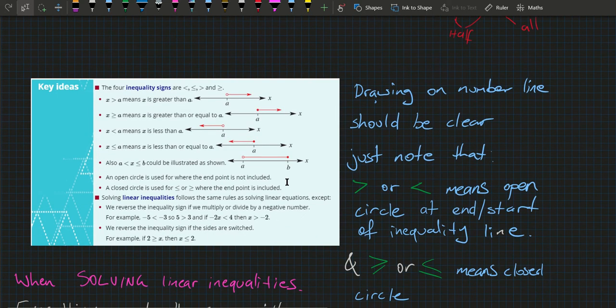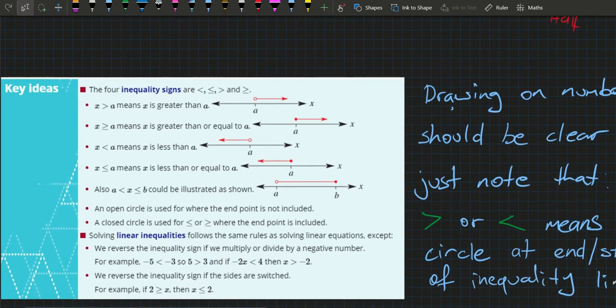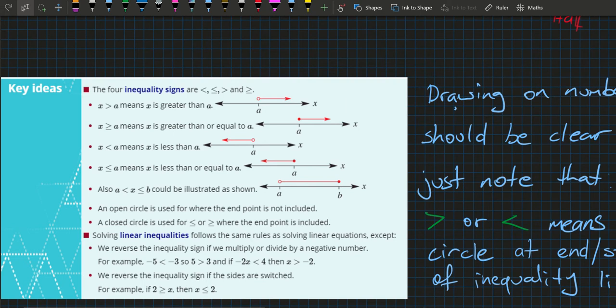Okay, so here are the key ideas. We've got the 4 inequality signs, okay? As you can see them at the top there, we've got a strictly less than, a less than or equal to, greater than, strictly greater than, or a greater than or equal to. And we mark them on the number line. So for example, x is greater than a. So this is all the x's that are greater than a. Here's a on the number line.